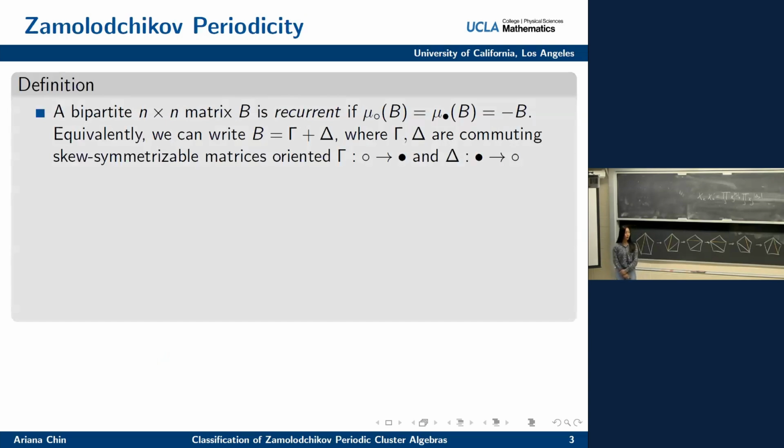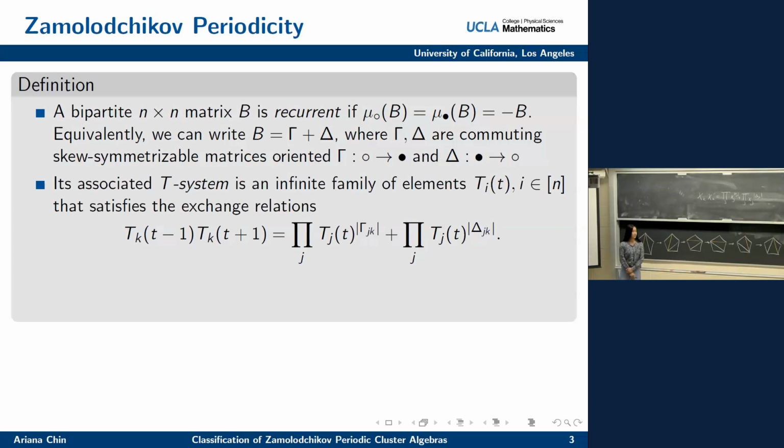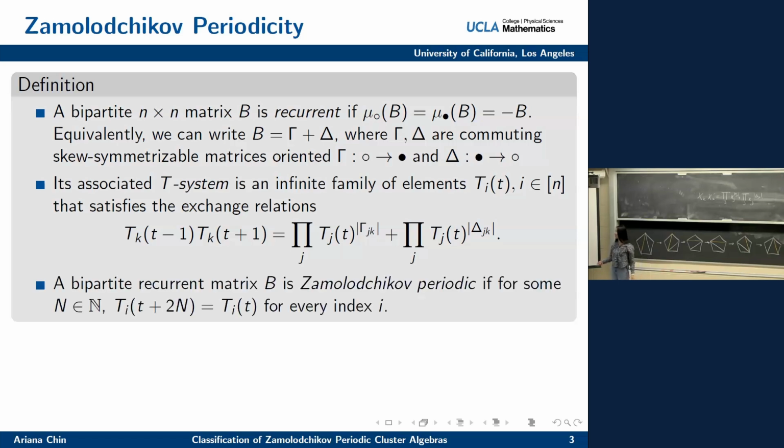So we say a bipartite matrix is recurrent if when we apply cluster mutation to all of the white vertices or all of the black vertices, the result is just reversing all orientations. Equivalently, we can write this matrix as a sum of two commuting matrices that are oriented in different directions. To such a matrix, we associate a T-system, which is an infinite family of variables that satisfy the following exchange relations. I've also written these exchange relations up here so that we never lose them. And finally, a bipartite recurrent matrix is Zamolodchikov periodic if its T-system is periodic.